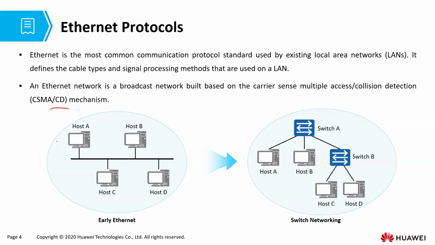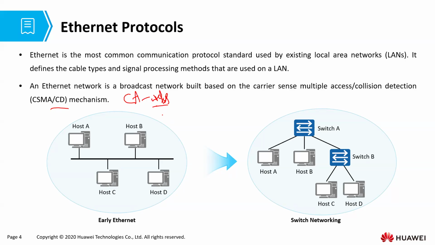This one, collision detection, is the one which is used in wired networks, including Ethernet. We have another one, the collision avoidance, which is used in wireless. Another wireless standard, IEEE 802.11, is still in use to this day.